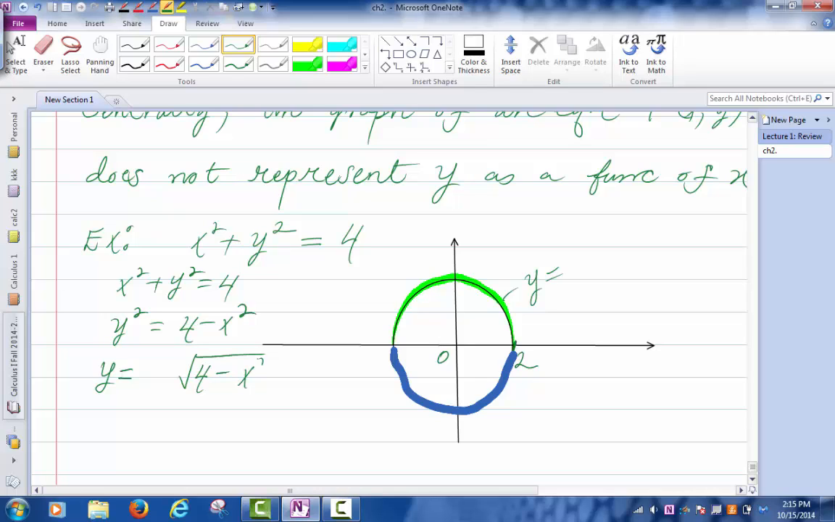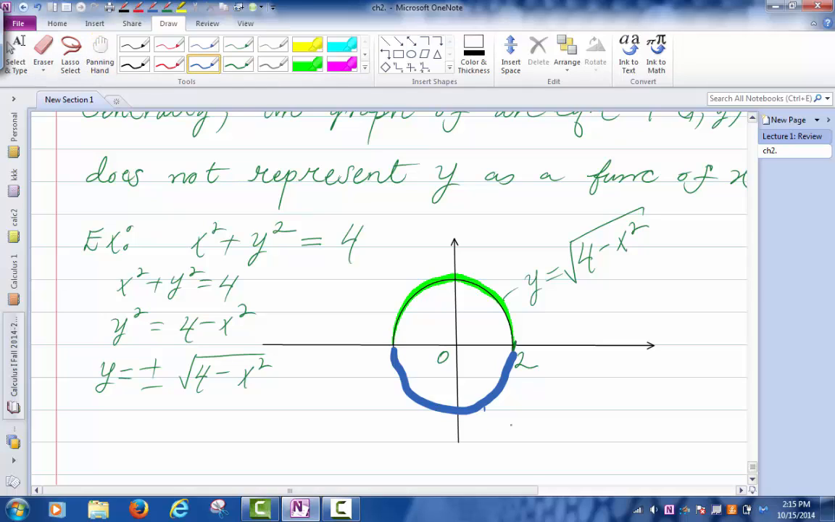Yeah, the plus or minus of that. And when you take plus, you get the upper half of the circle. So the formula for the function whose graph is the upper part of the circle, the green curve, is given by that.